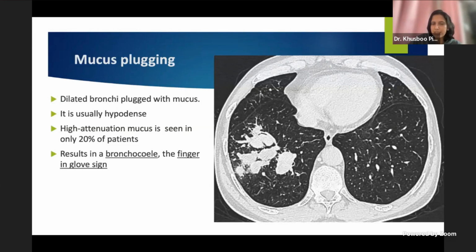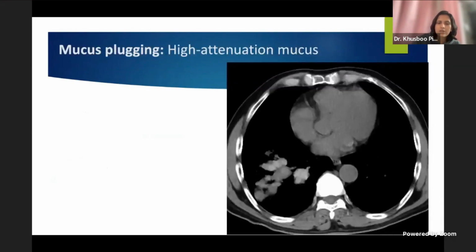Over time, when these fill in the dilated bronchus and persist, it leads to bronchoceles, which are dilated bronchi, and the finger-in-glove sign. Another presentation of mucus plugging is centrilobular nodules. When you see these centrilobular nodules, the way you see with TB, in a patient with asthma towards the periphery, this is more a sign of mucus plugging due to allergic bronchopulmonary aspergillosis rather than any other infective bronchiolitis. This is what I was talking about, the high attenuation mucus.